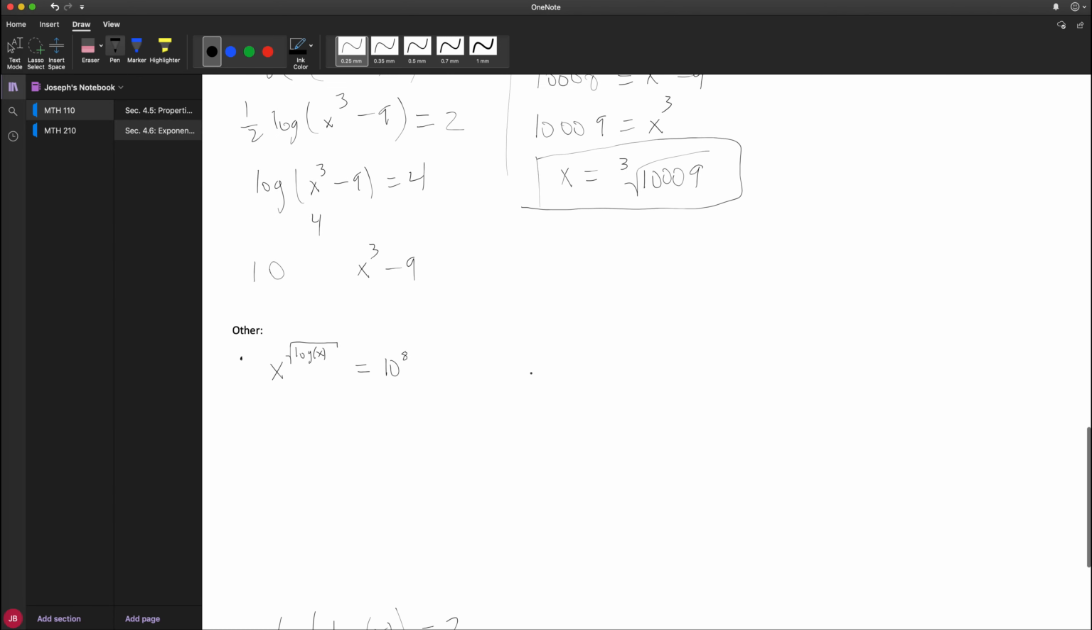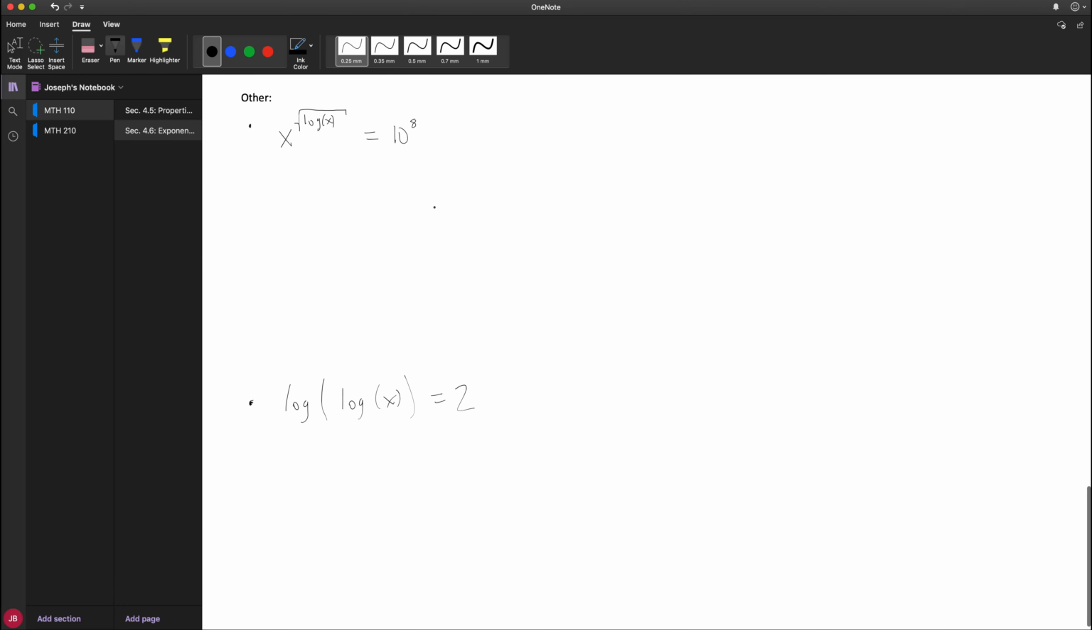Okay, and now some other types of problems that you'll see on the worksheet. Here we have x to the square root of log x equals 10 to the 8th. This is a very strange problem, I admit, but you'll notice that I have a log x here. And so what I'm going to do is actually follow the lead and use a log on both sides. So what this gets me is that the log of x to the square root log x equals the log of 10 to the 8. And now this actually works out because this is a base 10 logarithm, and so the base 10 logarithm of 10 to the 8th is just 8.